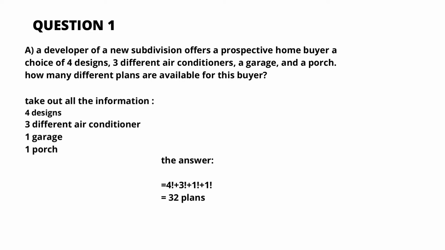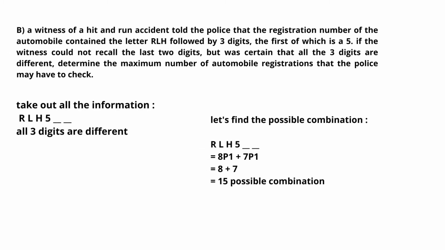So this question is just going to be straight to the point. We're just going to use factorial rules here. It's going to be 4 factorial plus 3 factorial plus 1 factorial plus 1 factorial. So it's going to be a total of 32 plans. Next, we're going to move on to question B.